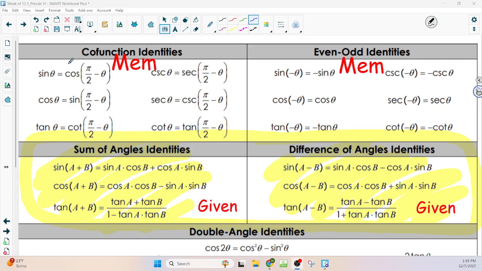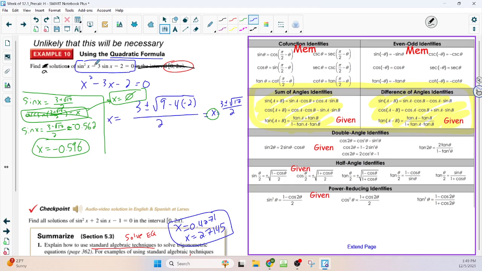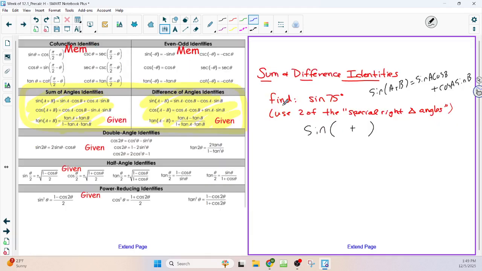So, you see how this says mem? Mem means memorize, okay? Given means I'm going to give it to you. Today we're doing something with a sum and difference identity. I think you're going to like it. It's just a plug and chug situation. So you're using a complicated formula, but basically you're just plugging numbers in and crunching. And I think generally people like being math robots more than mathematicians. You know what I mean?